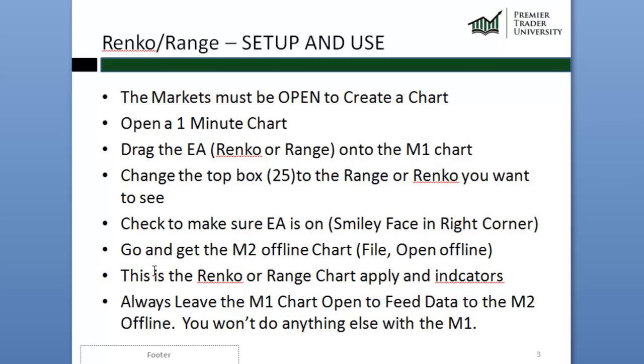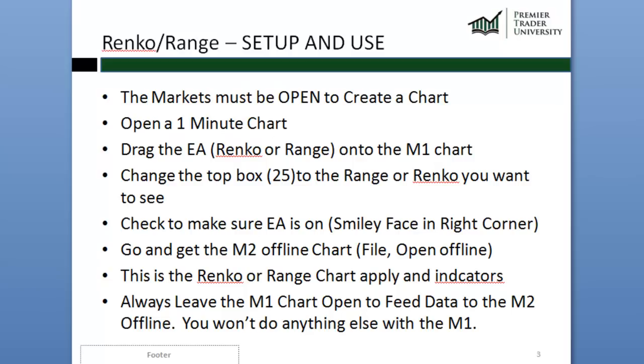So again, the M2 is the Renko or range chart. That's where you'll apply any indicators you want. But you must always leave that M1 open to feed data to that M2. Okay, because the M2's technically offline, but not really if that M1 is feeding its data and the EA is on, right? So you won't be doing anything else with the M1 except leaving it open.